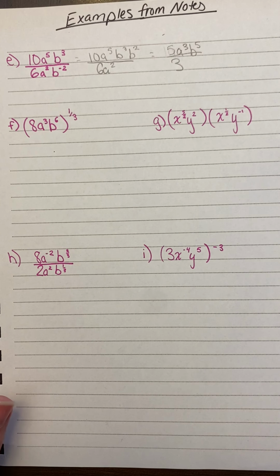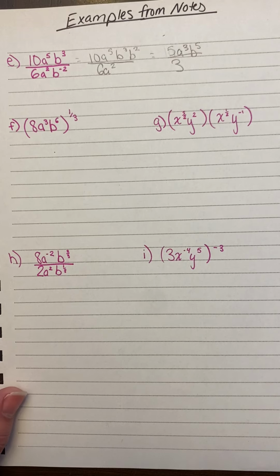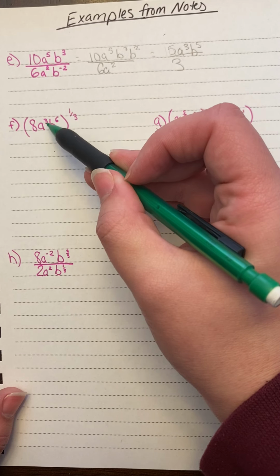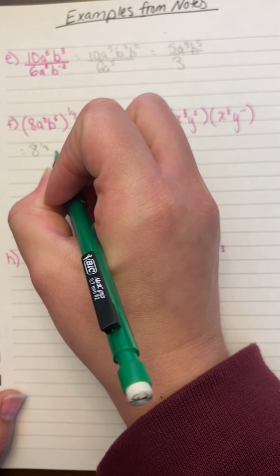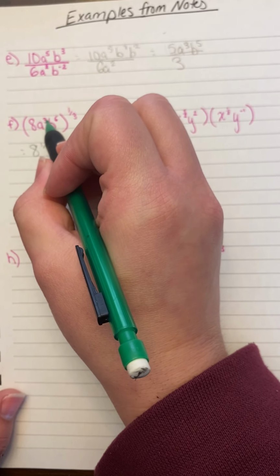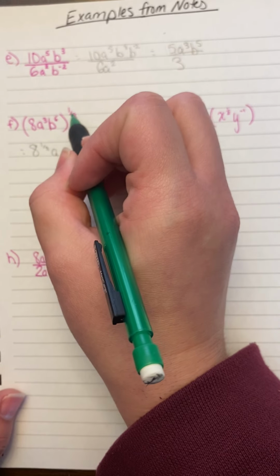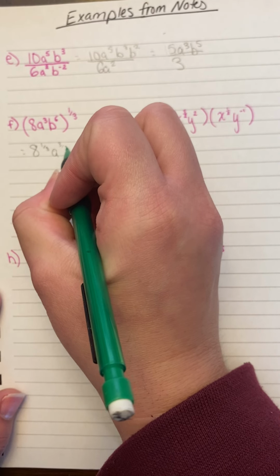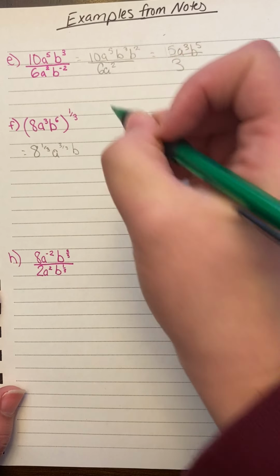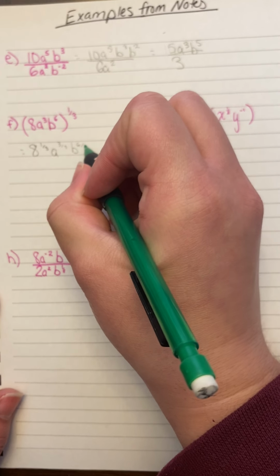Now let's look at F. So we have 8a to the power of 3, b to the power of 6, all to the power of 1/3. So we can keep that power of a third, right? We know how to deal with fractional exponents. But this means we have to multiply each term. So we're going to go 8 to the power of 1 over 3. So now that we have exponents already, we need to multiply these, right? So it's going to be 3 times 1 over 3, so that's 3 over 3, and 6 times 1 over 3 is 6 over 3.